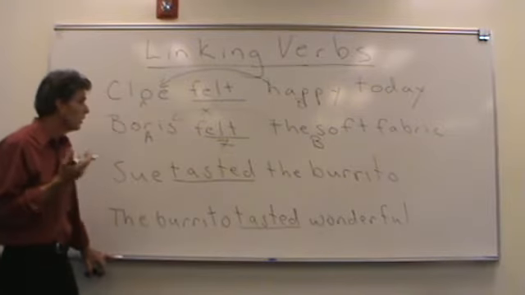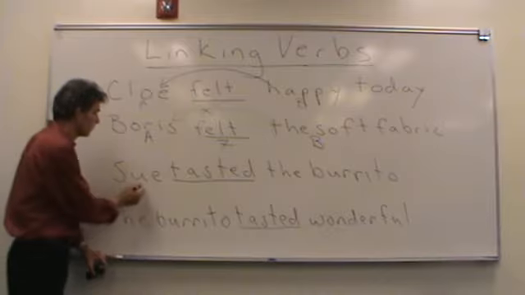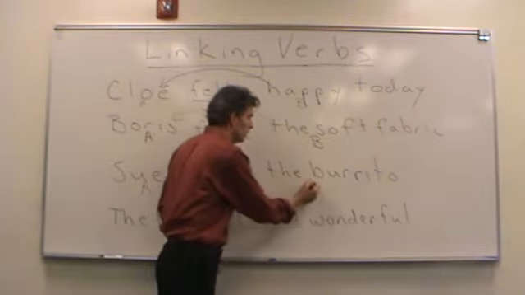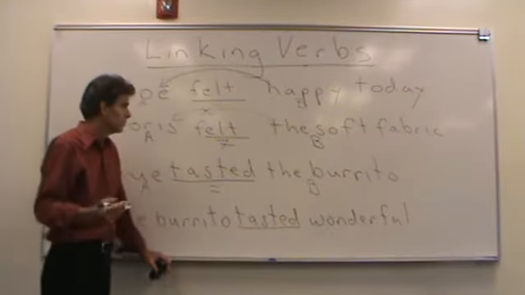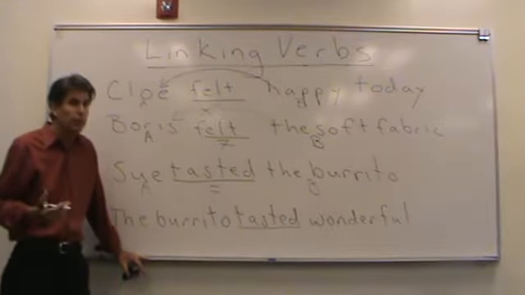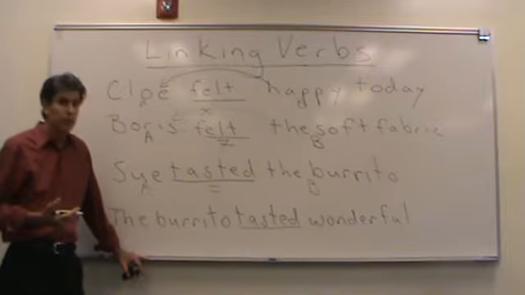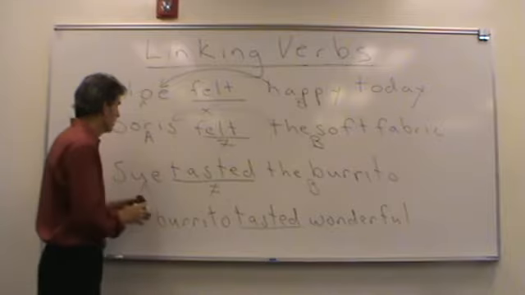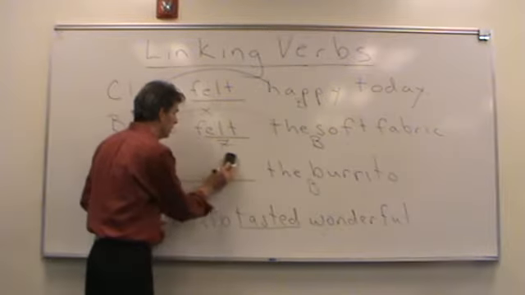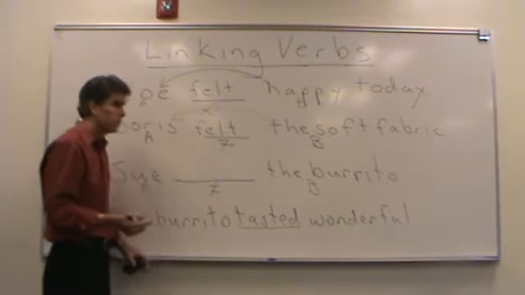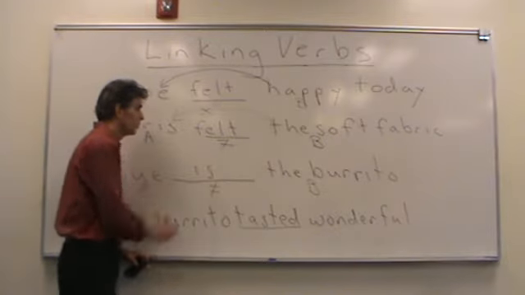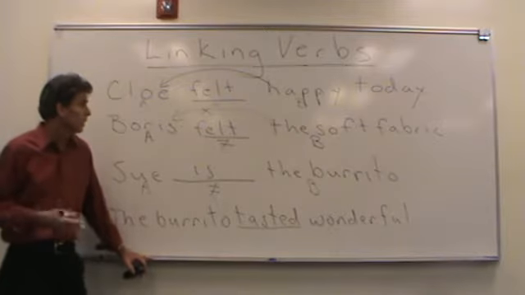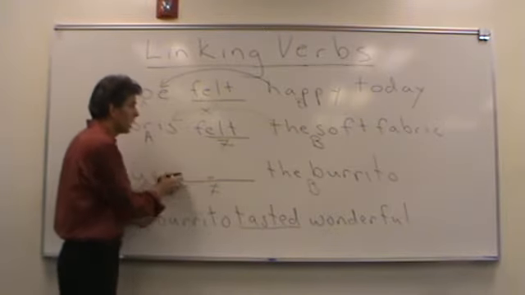But let's try it. Sue tasted the burrito. A equals B. Is Sue the burrito? Am I describing her as a burrito? I hope not. She's probably not a burrito. That doesn't work. It doesn't make any sense. And in fact, if I tried to put in a form of the verb to be, am, is, are, was, were, Sue is the burrito, that sounds ridiculous. It breaks down. That is, in fact, an action verb.